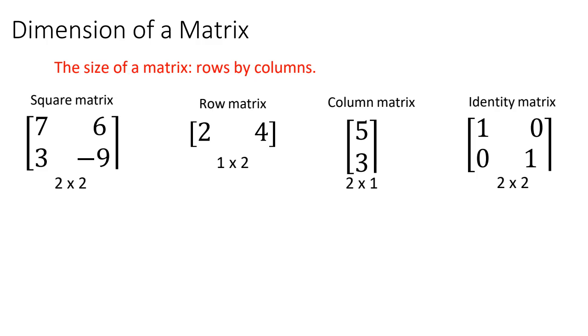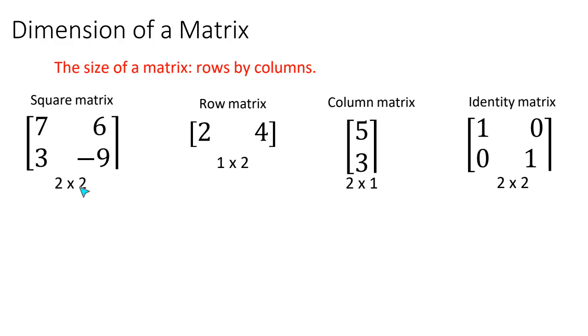The size of the matrix, as I mentioned earlier, is another word for the dimension. We find that dimension by the rows and columns. In this example here, we have one row, two rows, so we would have the 2 here. And then we have two columns. And so we say that this is a 2 by 2 matrix.